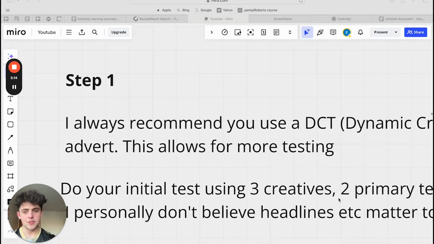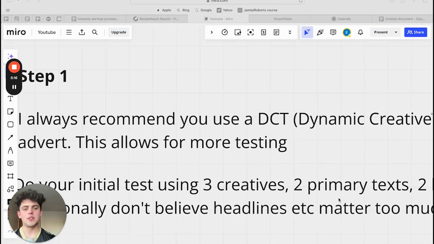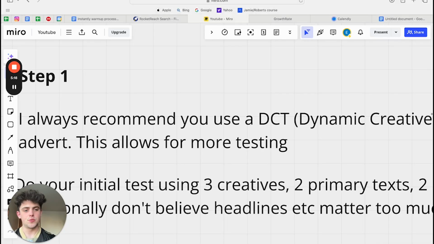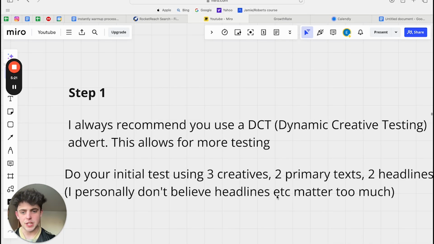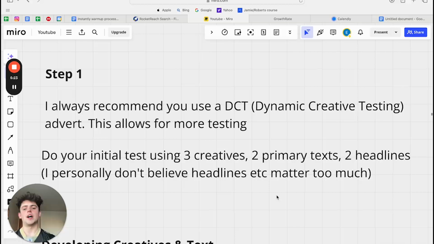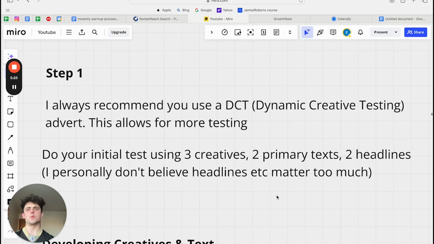But like I said, we have 3 different steps. Step 1, I always recommend that you use a DCT advert. DCT stands for Dynamic Creative Testing advert. And what this does is it allows you to use multiple different creatives within one ad, if that makes sense.